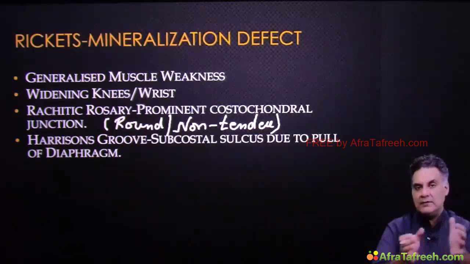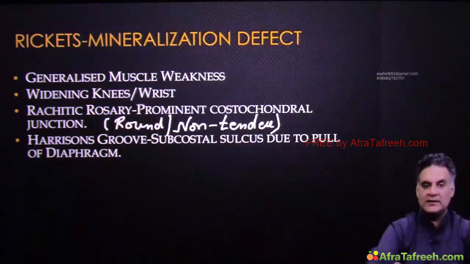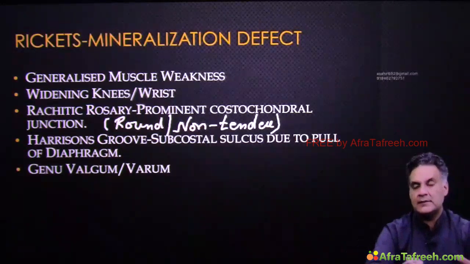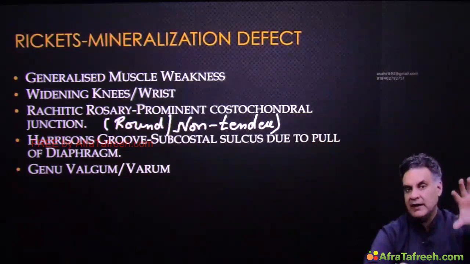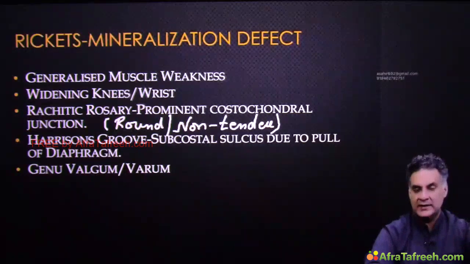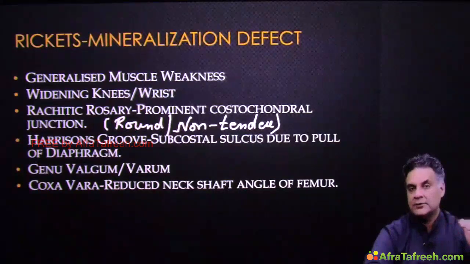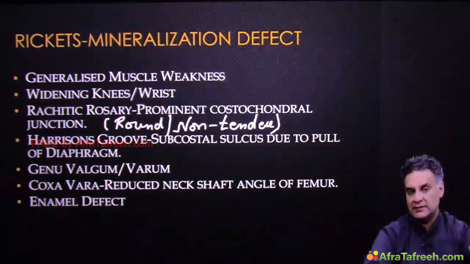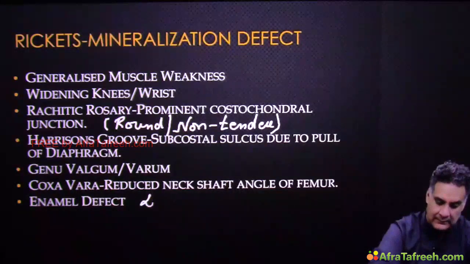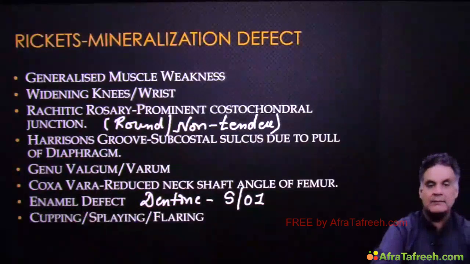Bones are weak, the muscles are weak, and bones are weaker than the muscles, so there is drawing of the bones inside. Genu valgum or varum. Valgum in an adult is usually RA, varum in an adult usually OA. But in rickets, in a child, valgum and varum either can occur. There is coxa vara, reduced neck shaft angle of the femur. There is a defect in the enamel of the tooth. The enamel defect is rickets. The dentine defect is in scurvy or osteogenesis imperfecta.